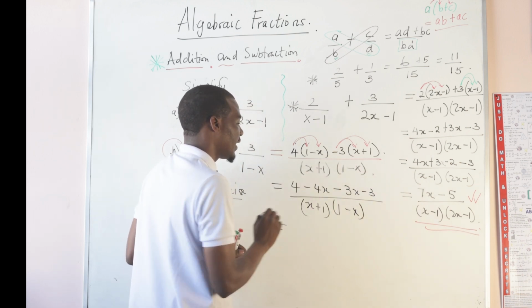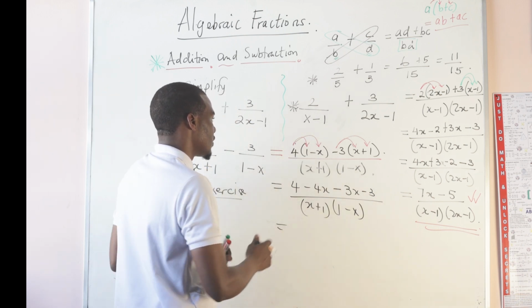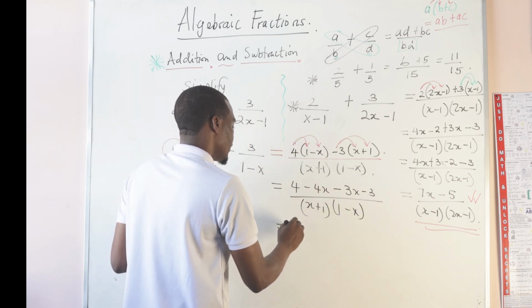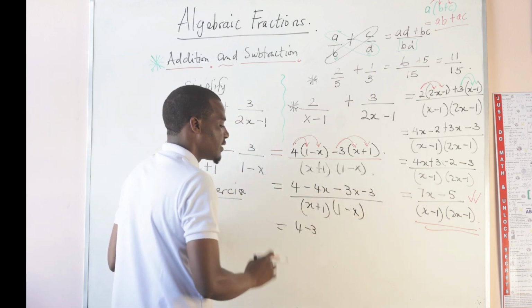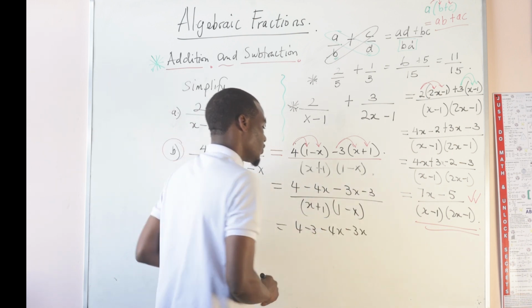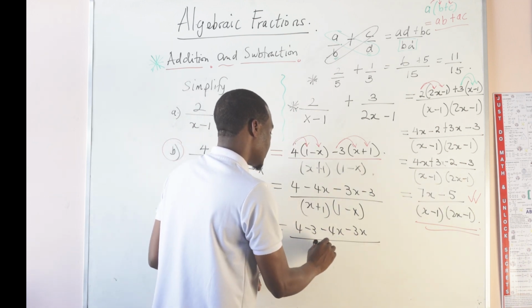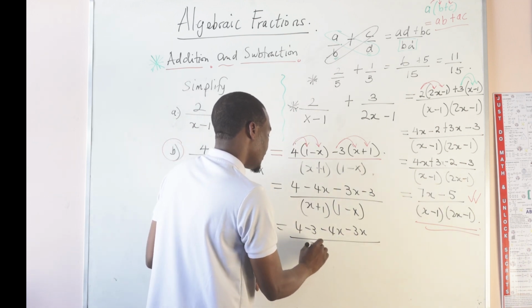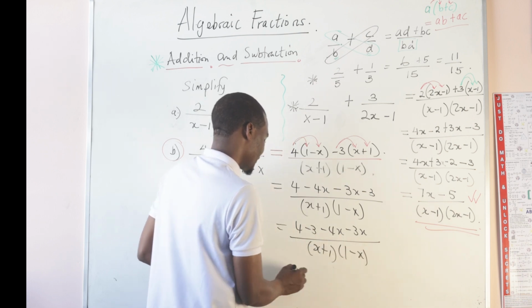So the next thing, again, like I said, we have to collect the like terms on the numerator. If we do that, we are going to get 4 minus 3, these are constants that I have to put next to each other, minus 4x minus 3x. I also have to put these terms next to each other, all over 1 plus x, this is going to be x plus 1 times 1 minus x.